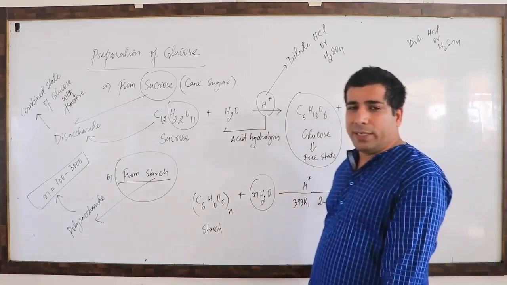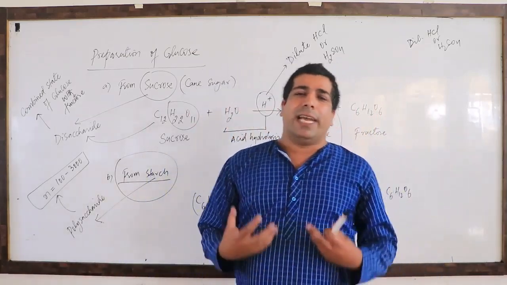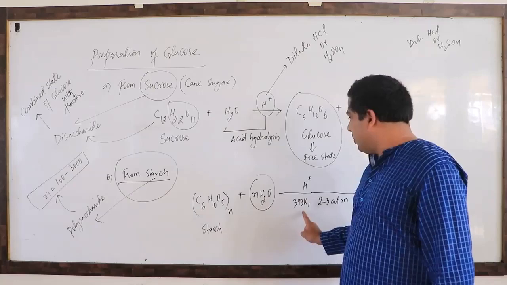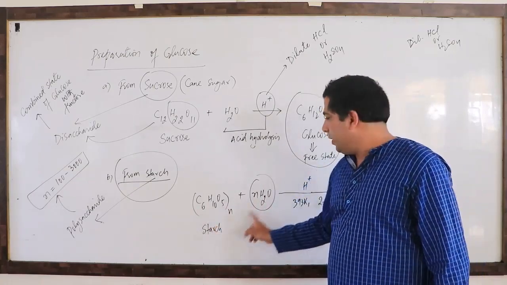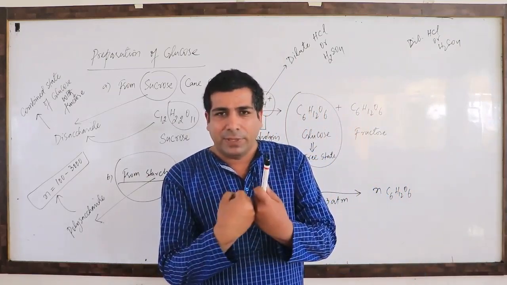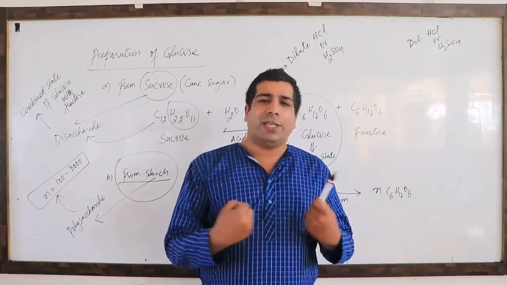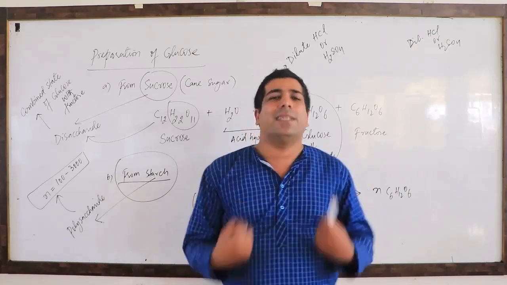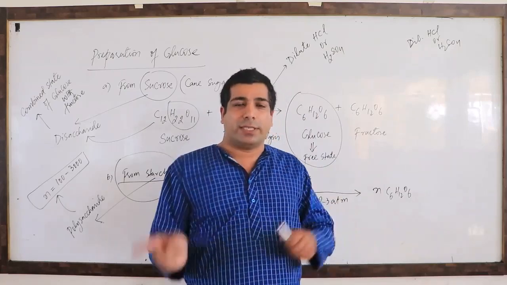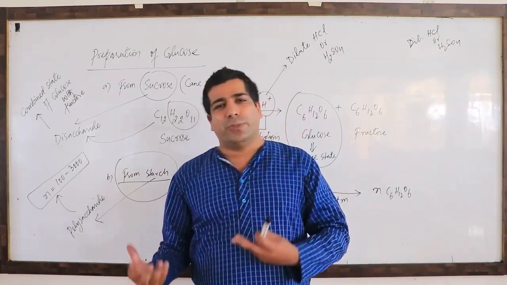Why is temperature required? Because temperature gives more and more kinetic energy to these two molecules which are reactants, and they will start colliding with each other. Collisions will happen. Then we have two types of collisions: either effective collision or random collision. When effective collision happens, then reactants can change into products. But when random collisions happen, reactants do not change into products.